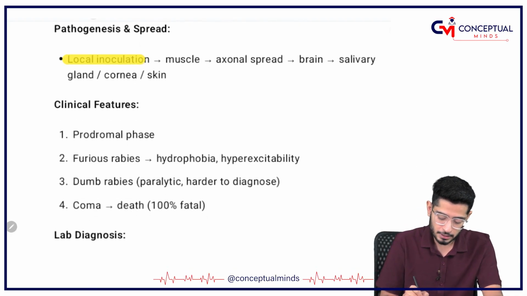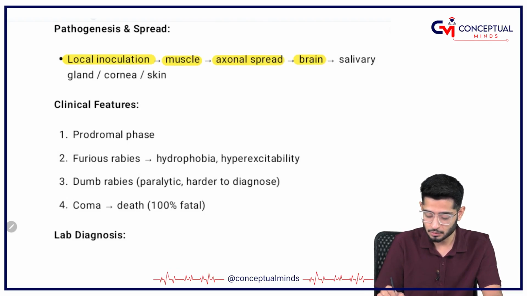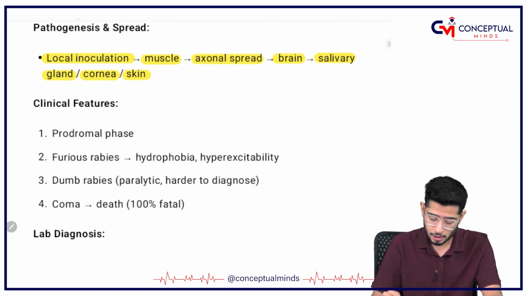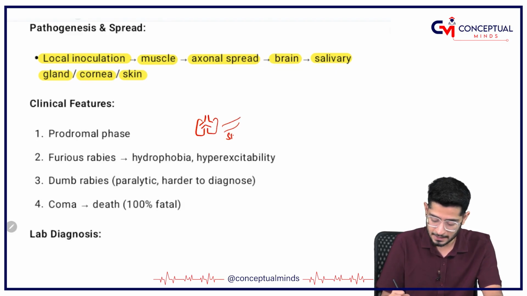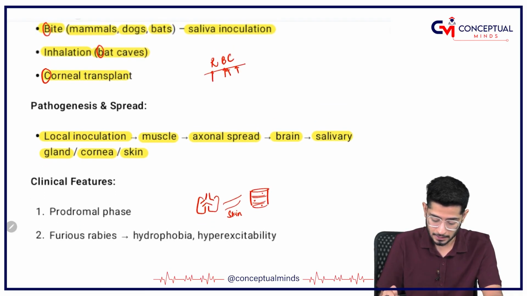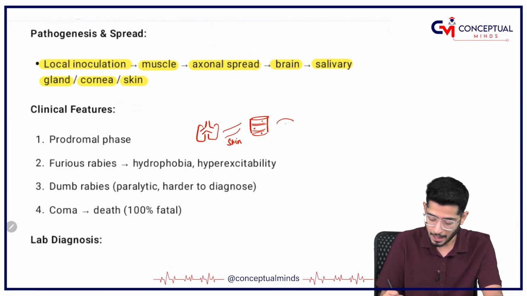Now once it is inoculated locally, it spreads to muscles, and then via axonal spread it goes into the brain, and from the brain axons it can go to the salivary gland, the cornea, and the skin. Alright, so what happens? See here, first of all it is going to get inoculated. How? Either by the respiratory route, or through your skin, or it may get entrapped inside your muzzle, and another place from where it can get inoculated is obviously your eyes or the cornea.